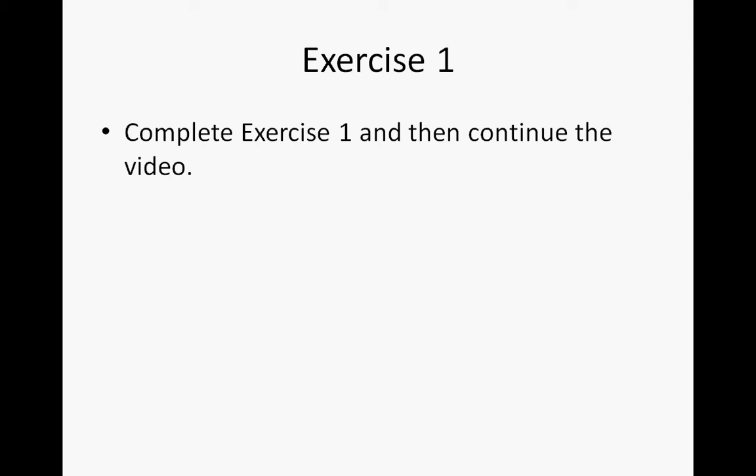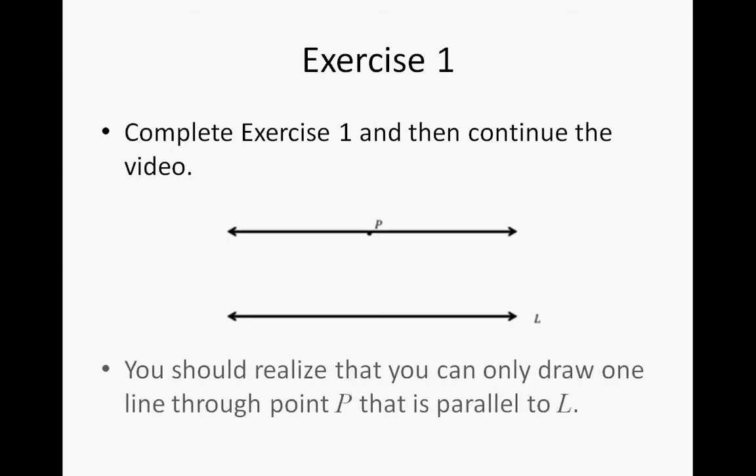It's asking you to see if you can draw more than one line that is parallel to line L that goes through point P. So when you're done, go ahead and continue the video. Alright, so you should have exercise 1 done. And this is what you should have: you can draw one line that goes through P that is parallel to L.